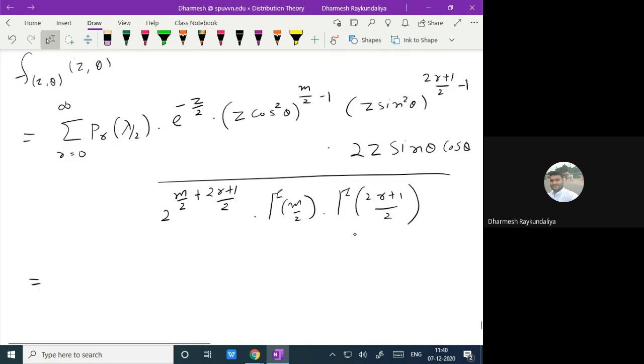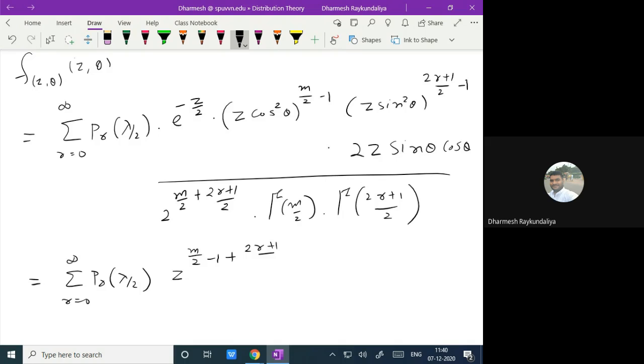So what will you write here? Sum over r equal to 0 to infinity of P_r(lambda/2). Here it is a. We write all the terms of z together, so it is z raised to (m/2 minus 1 plus (2r plus 1)/2 minus 1) and z power 1, that is plus 1, into e raised to minus z by 2.